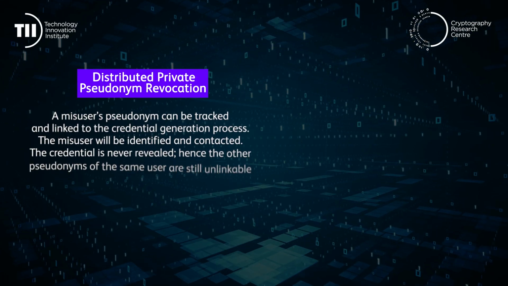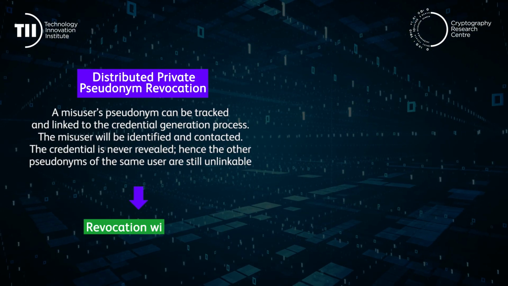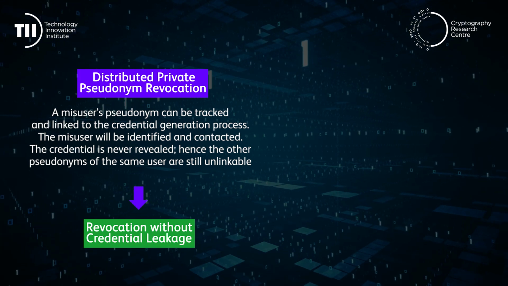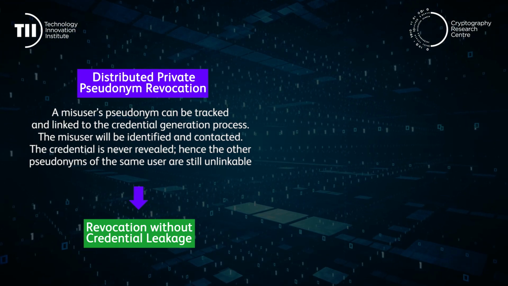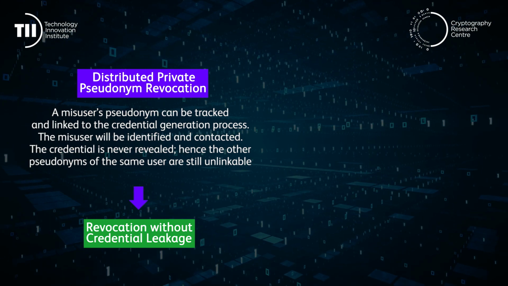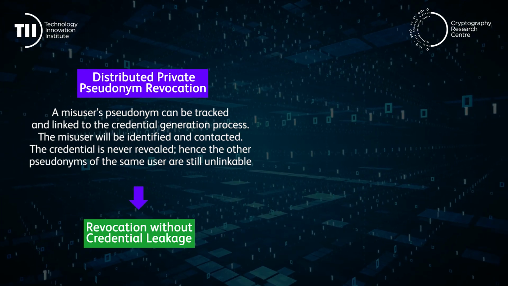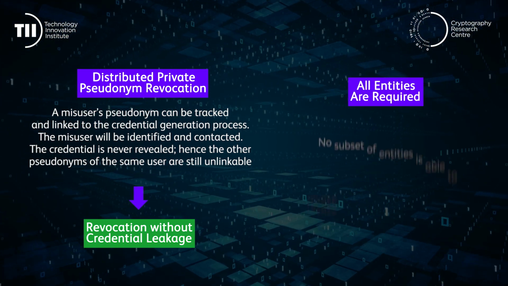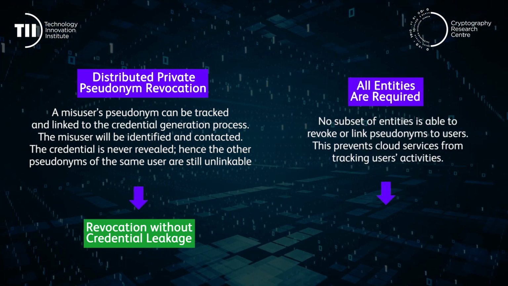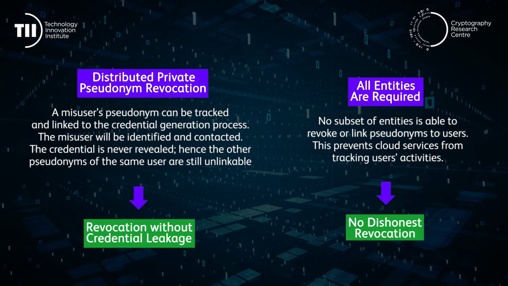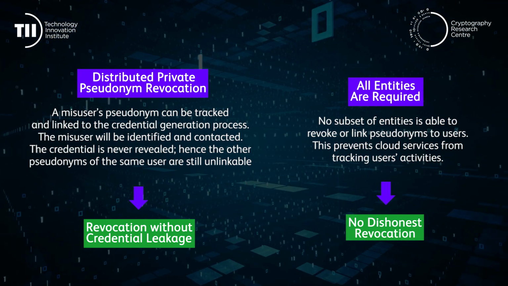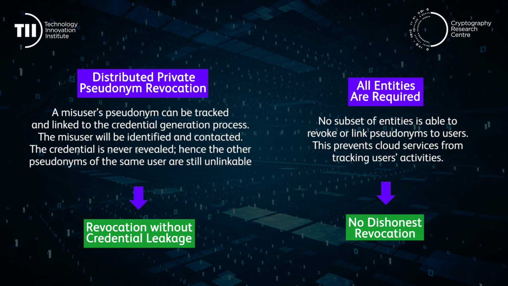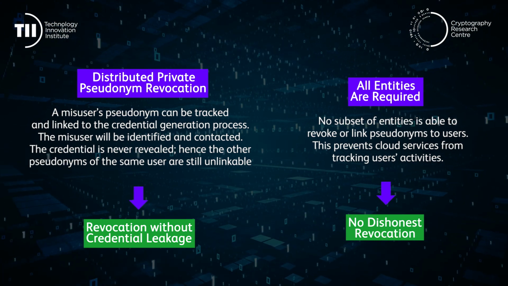The revocation process is also performed distributively by all cloud services. A misuser pseudonym can be tracked and linked to the credential generation process, so the misuser can be identified. But even during the revocation process, the credential is never revealed, so the other pseudonyms belonging to this user are still unlinkable, and the user's privacy is protected even during the de-anonymization process.